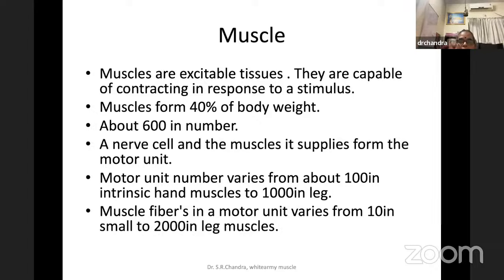And your nerve cell and the muscle it supplies forms the motor unit. A motor unit means a nerve cell in the ventral horn of the spinal cord and the number of muscle fibers that it supplies together is called a motor unit. This motor unit is a functional unit and it varies in number from about 100 in intrinsic muscles of the hand to thousands in big muscles like muscles of the legs. The number of motor units is variable depending on the size of the muscle.